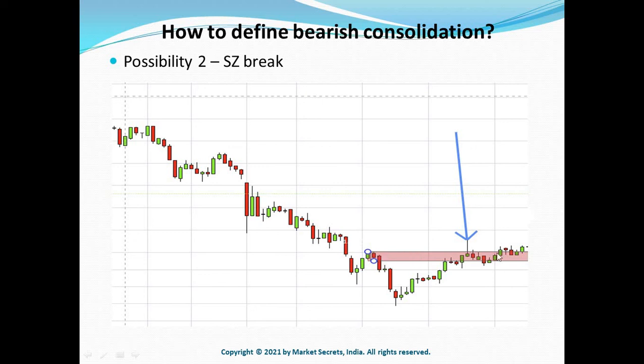The moment the supply zone is broken, that is, at this point, the rule states that we are in the bearish consolidation. This marks the official end of the downtrend and the official beginning of the bearish consolidation phase. When this bearish consolidation happens, we should stop taking any trades in the direction of the prior trend and wait for the next signal to be formed.